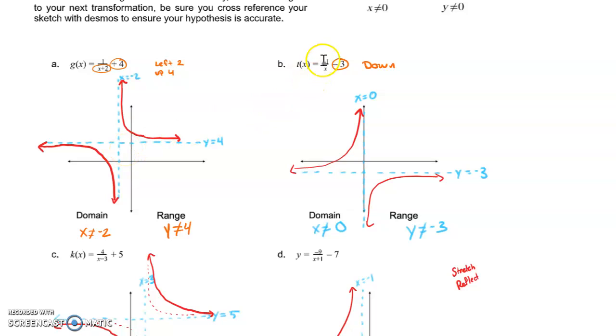The other part we talked about was the value in the numerator. In the parent function, it's a positive 1. If I make it negative, that reflects the graph over our horizontal asymptote.